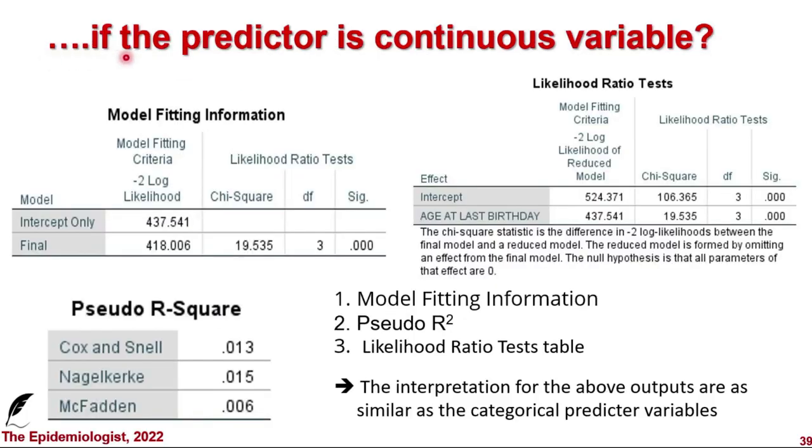This slide shows similar slides to the analysis when the predictors are categorical, and the interpretation of the above outputs, like model fitting information, pseudo R-square, and likelihood ratio tests table, is similar to that for categorical predictor variables.